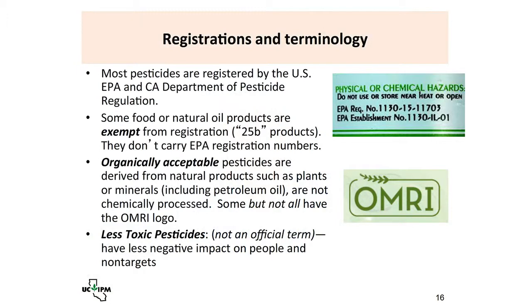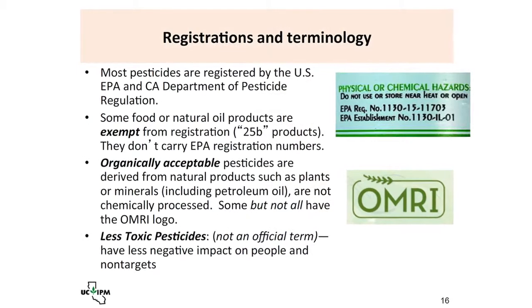Let's see. Most of the pesticides on our garden center shelves are registered by the U.S. EPA and the California Department of Pesticide Regulation. There'll be an EPA registration number on the label when it's registered. And then in California, pesticides have to be registered by the California Department of Pesticide Regulation, which is more restrictive than the U.S. EPA. So you will find that there's pesticides for sale in Arizona that aren't for sale here. And that's because the California Department of Pesticide Regulation has, for one reason or another, determined that they are not suitable for use in California.